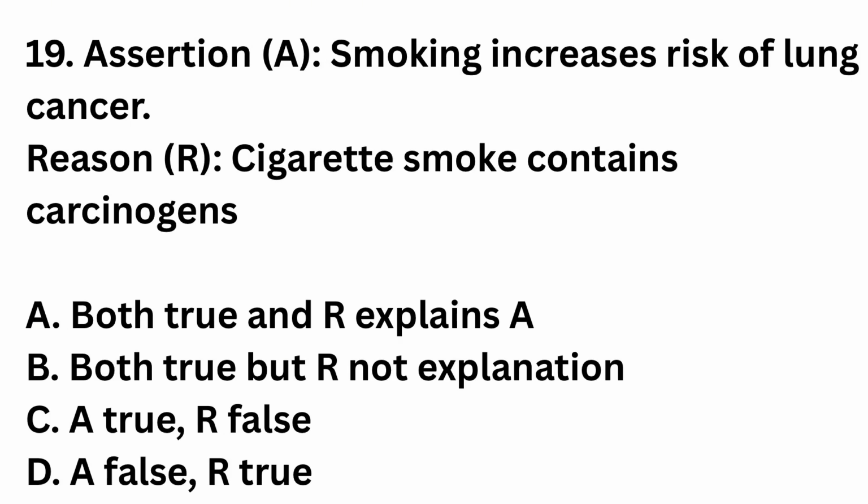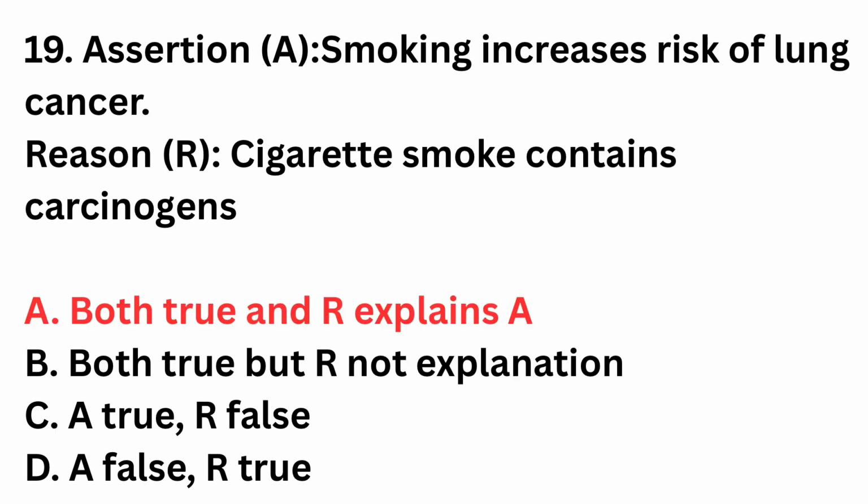Question number 19. Assertion. Smoking increases risk of lung cancer. Reason. Cigarette smoke contains carcinogens. Both true and reason explains assertion. Both true but reason not explanation. Assertion true, reason false. Assertion false, reason true. The right answer is option A, both true and reason explains assertion. Carcinogens in tobacco smoke cause DNA mutations. This increases risk of uncontrolled cell division.